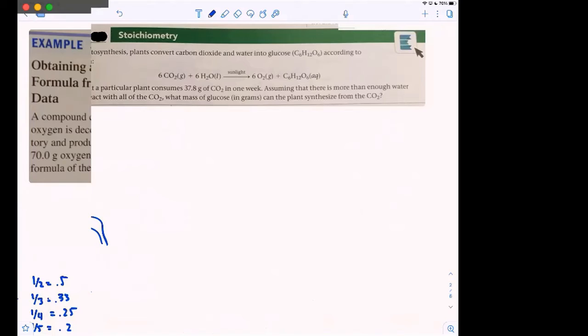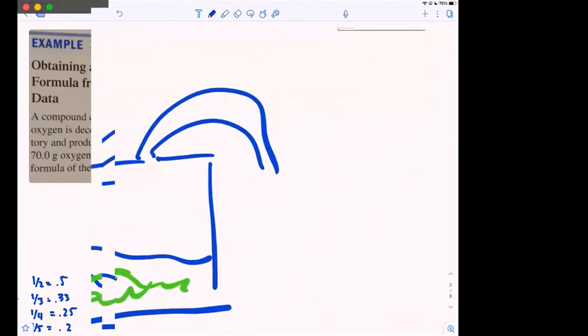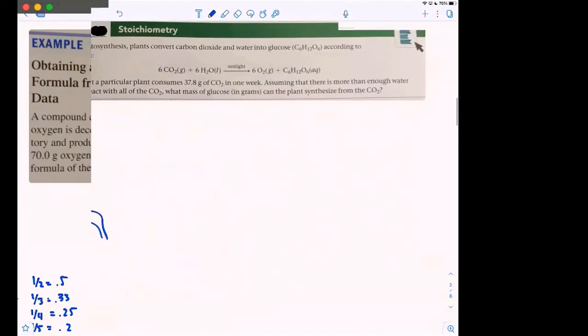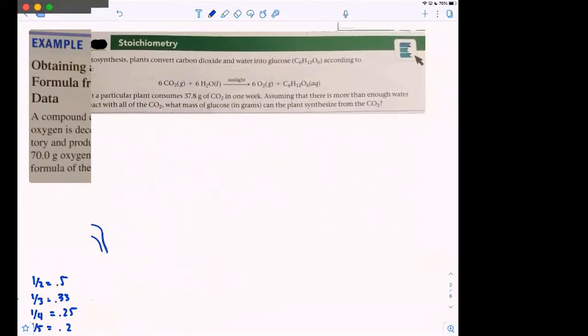Okay, so unfortunately, my PhD is in chemistry and not in art. So here is my artistic drawing of the chemical reaction. We have a vessel that has some, I'm guessing it's probably algae. And we have some water in there, and it reacts, and somehow you measure the amount of carbon dioxide that's in there, and you find out that the amount of carbon dioxide has gone down by 37.8 grams.